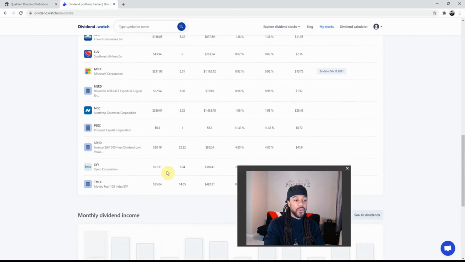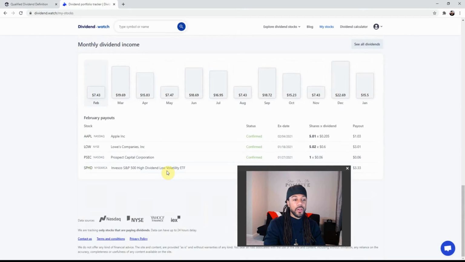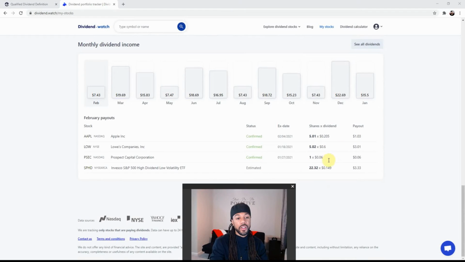And this is my portfolio right here. And then you come down, it shows you your last payout. I got a lot of dividends at the beginning of this year, so I'm not sure how accurate this is, but from now on it's going to be spot on. So it'll tell me how much money I'll be receiving each month in dividends.